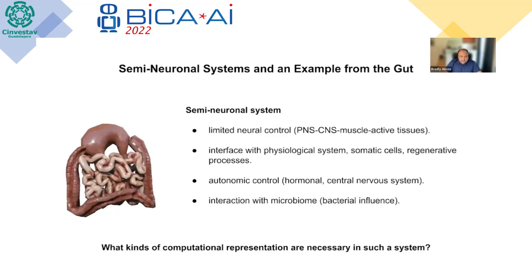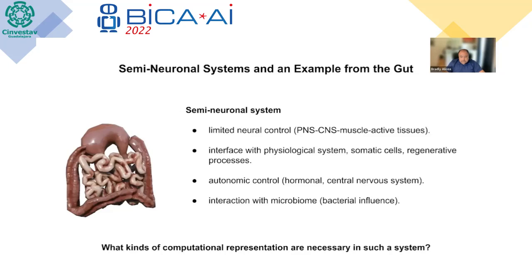So it actually has limited neuronal control. It has connections to the central nervous system, but also the peripheral nervous system. There are muscles that do very immediate functional things, but there are also signals with the larger physiological system of the body. So you have autonomic control, for example, where the gut sends signals back and forth between there and the central nervous system. There are hormonal systems that it plugs into.